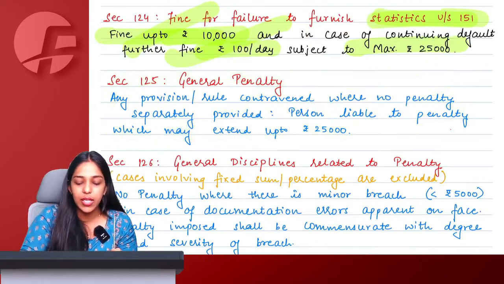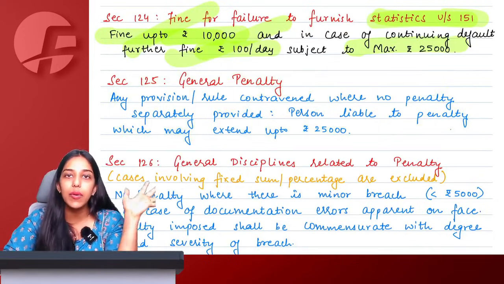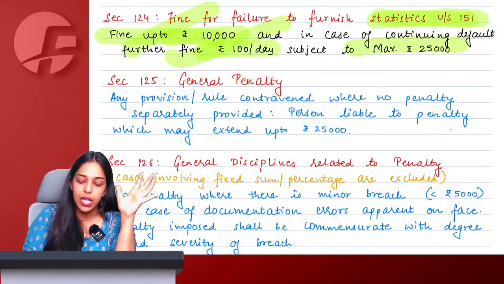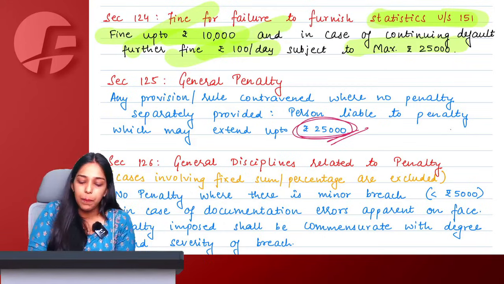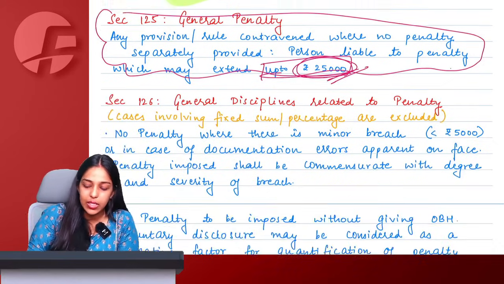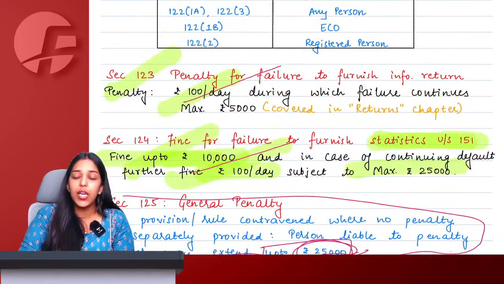General penalty always says that if you have done any contravention of any provision, rule, act, whatever it is, and there is no penalty specified elsewhere for that particular offence, then penalty automatically becomes anything between 0 to 25,000, up to 25,000. So yes, this general penalty is still important. Other than this, let us say this, for failure to furnish information, failure to furnish statistics.